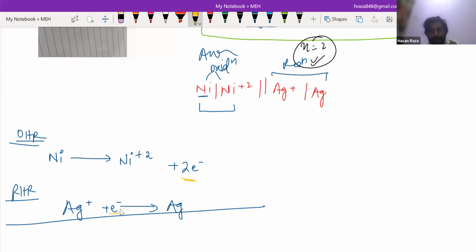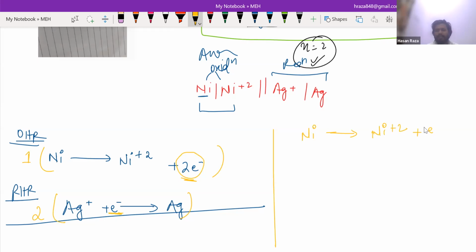But if you get a different number of electrons, then whatever the number of electrons is here, you multiply it in here, and whatever the number of electrons is here, you multiply it in here, so that the electrons will be equal and will be cancelled. After multiplying, you get the first equation, Ni. Since you are multiplying it by 1, it will be as it is.